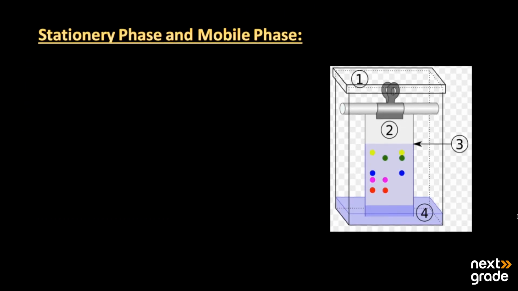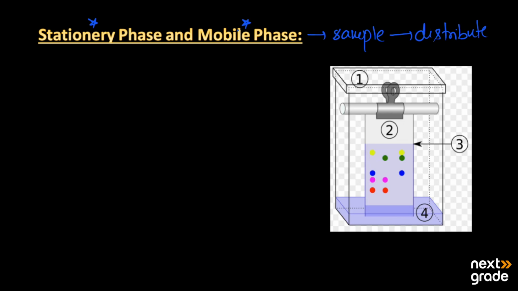Next we have phases in chromatography. Basically there are two phases in chromatography. The first is the stationary phase and the second is the mobile phase. Now what is the difference between the stationary phase and the mobile phase? Chromatography is primarily a method used for separation, in which the sample components distribute themselves in two phases. Number one is stationary and the second is the mobile phase.